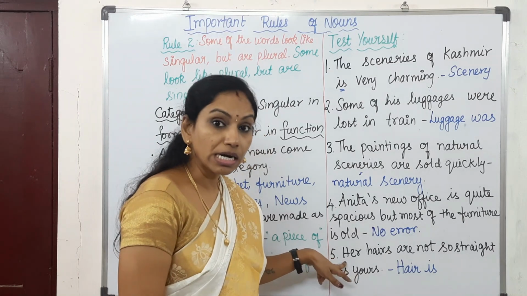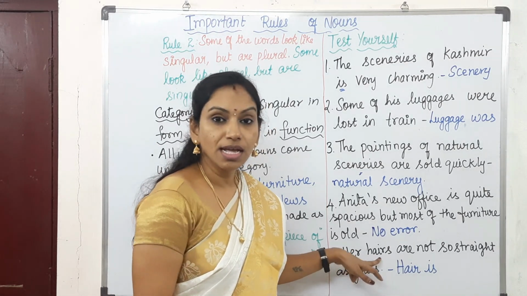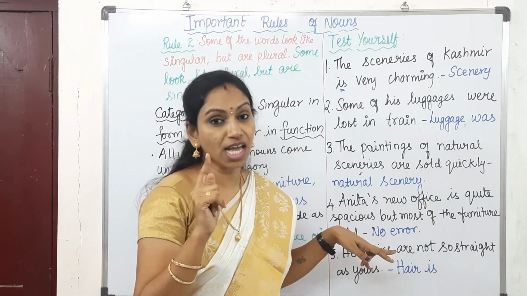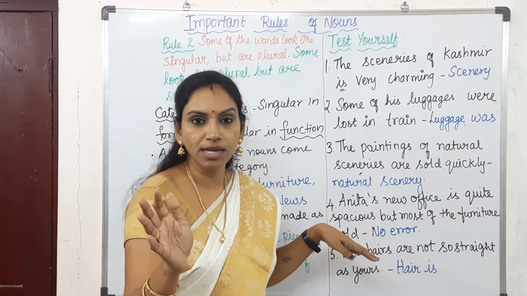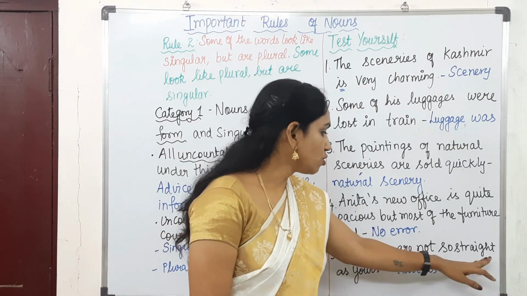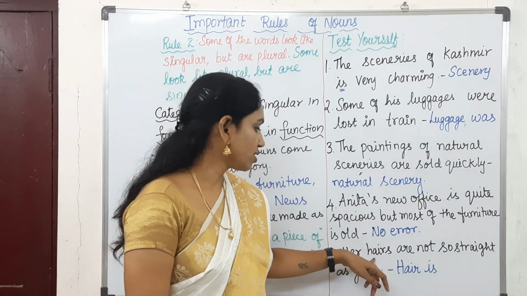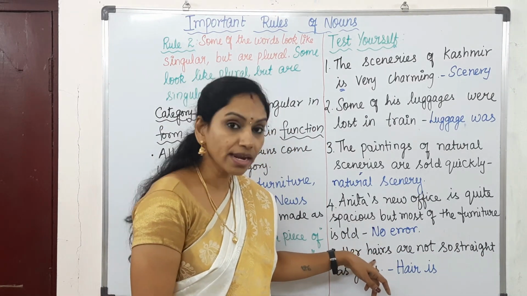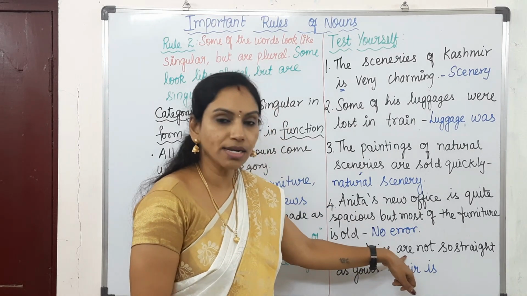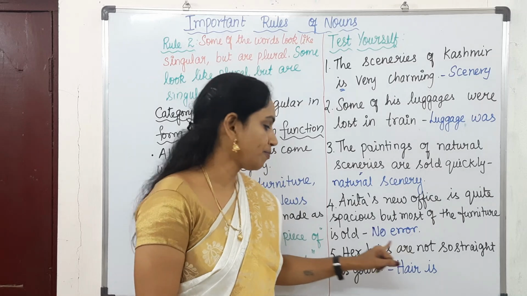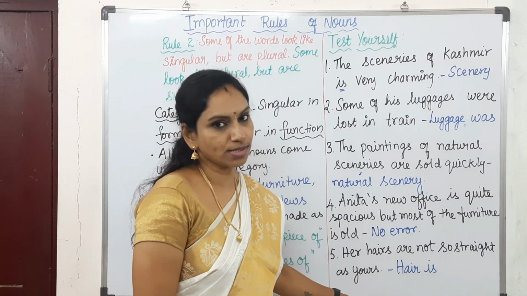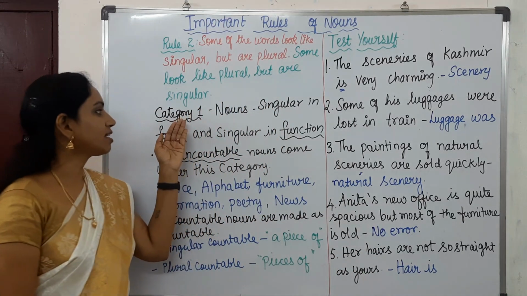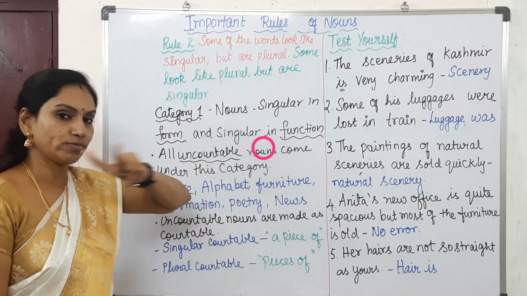Then, fifth one, her hairs. Is there any word you have heard like hairs? There is no such word as hairs. There is no plural for hair. Hairs are not so straight as yours. So, here you cannot have hairs. It's hair. If hair is there, you cannot have are. You should write it as hair is. Her hair is not so straight as yours. This is for category 1 of rule 2.